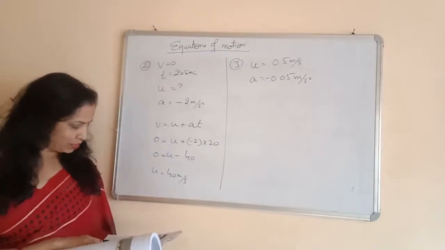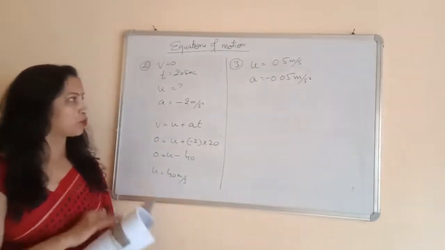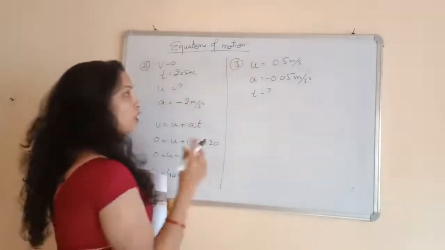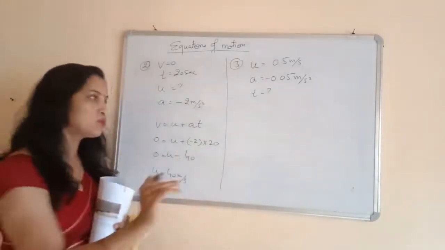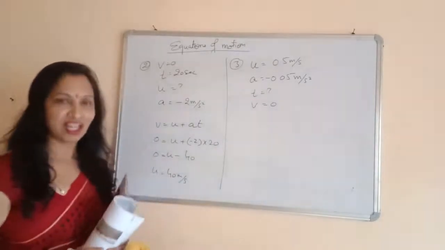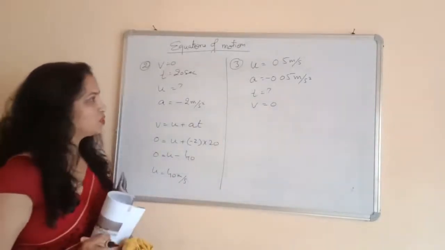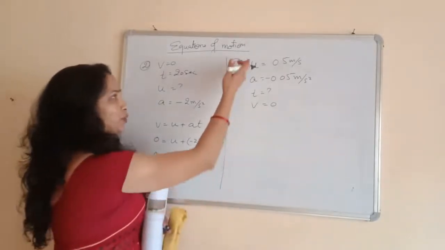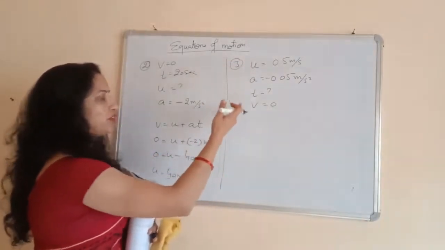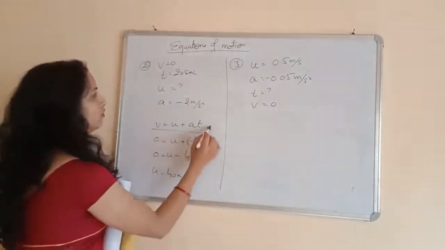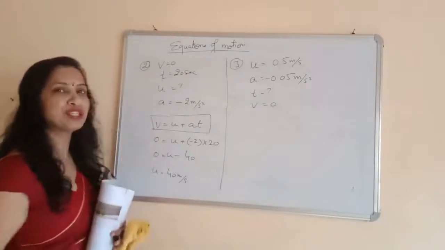Okay, how much time will it take for a body to stop? How much time? You have to find the time. A body to stop means what do we have now? We have the value of v, that is 0. The final velocity of the body is 0. So which equation of motion will we use? Again the first equation of motion. We have the values of v, u and a, so we can find the value of t by using this equation of motion.